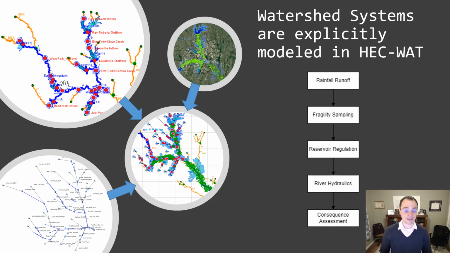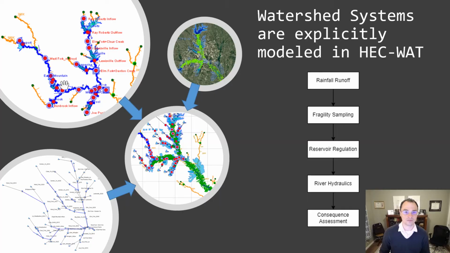We do that by linking models sequentially. So here I've got the rainfall runoff feeds into something like the fragility curve sampler that samples all of the fragility curves, and then reservoir regulation, river hydraulics. And then once we have that event, we're able to compute consequence assessments. Within a nested Monte Carlo, we just do that a lot of times, and that allows us to evaluate the systems-based approach.